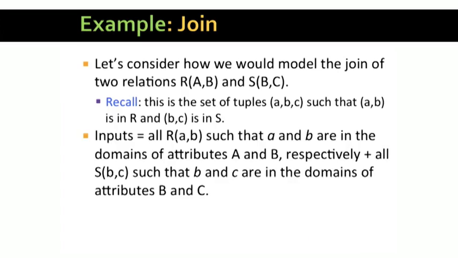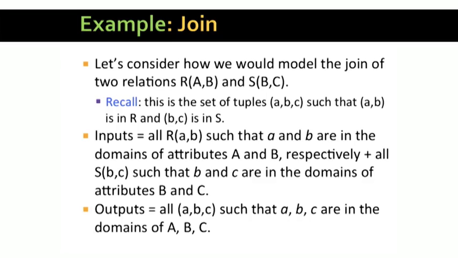In principle, the inputs are all possible tuples in R and all the possible tuples in S. That is, we assume the attributes A, B, and C have finite domains, and any pair of values, one from the domain of A and the other from the domain of B, could be a tuple of R. So these are one group of hypothetical inputs. Also, any value from the domain of B can be matched with any value in the domain of C to form a possible tuple of S, so these are the other hypothetical inputs. Similarly, the possible outputs are all those triples ABC such that each component is taken from the corresponding domain.